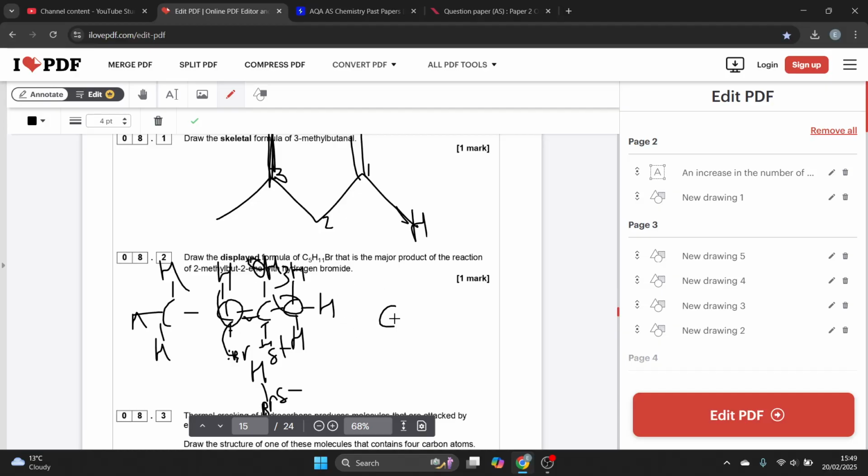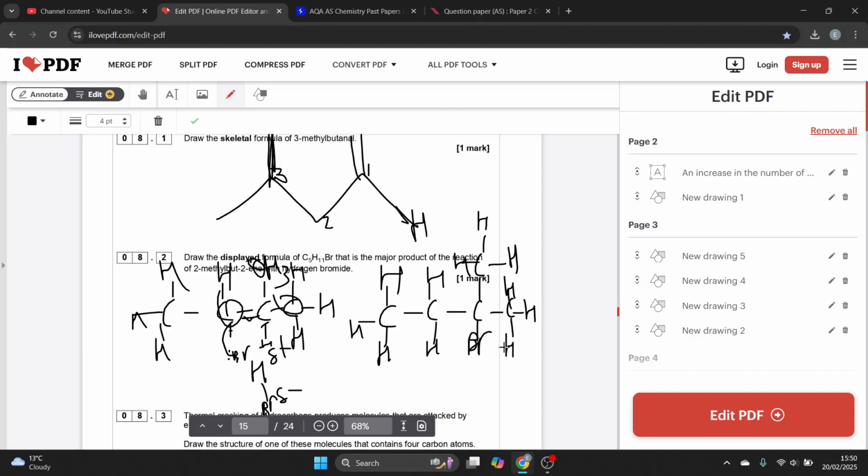So it's going to look something like CH3, CH2, CH2, CBr. That's where the Br is going to be. Then your CH3, and then your CH3. CH3, CH2, CBr, CH3, CH3.